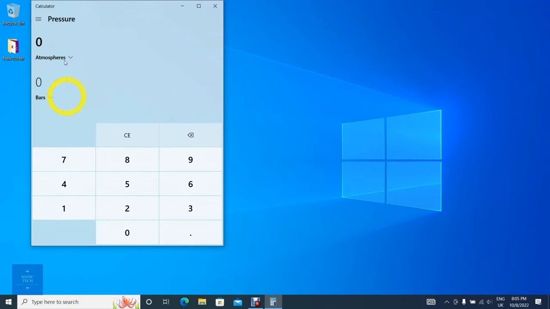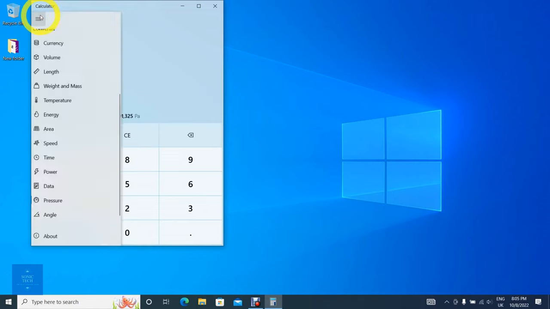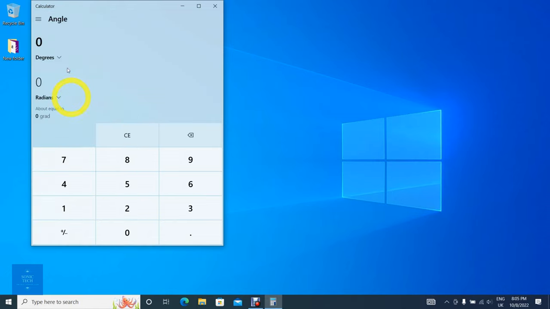For pressure units converter, you can convert between pascals, millimeters of mercury, bars, atmospheres, and pounds per square inch. Finally, for angle units converter, you can convert between degrees, radians, and gradients.